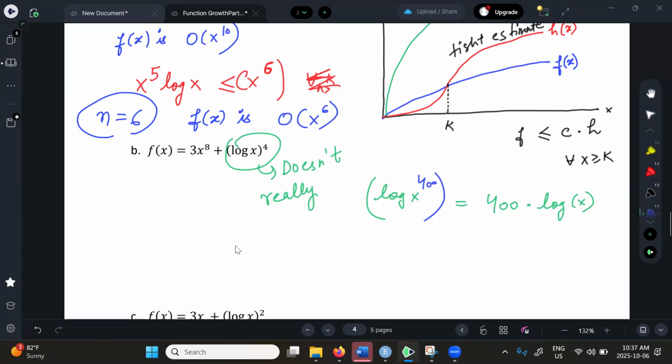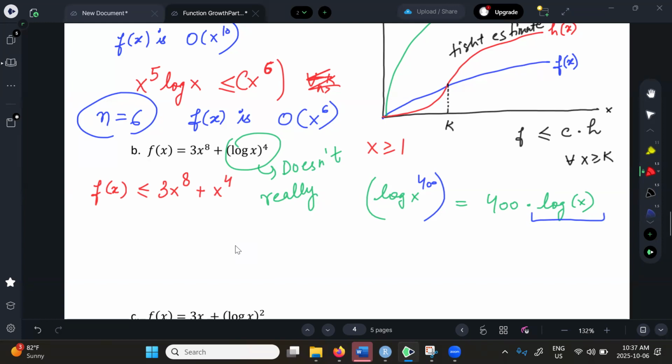This won't matter. It will just be 400 times log x. In this question, the power is still very small, but you have to be very careful. It should be theoretically correct. Every time you say, okay, I want to find the least integer n such that this becomes a big O, I can say that f of x will always be less than or equal to 3x to the power 8 plus x to the power 4, right?